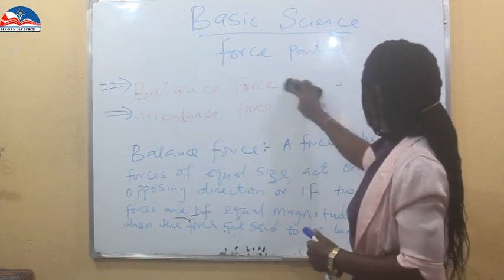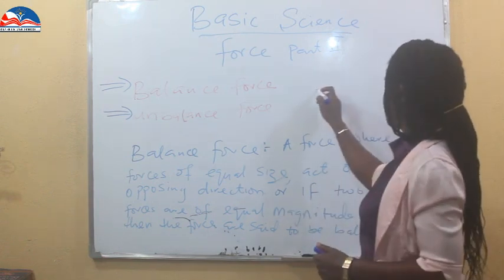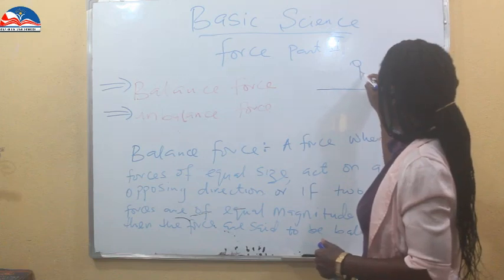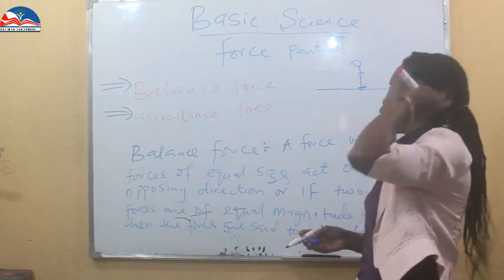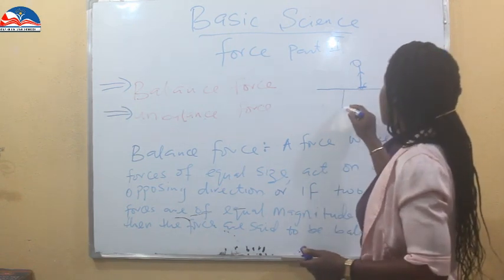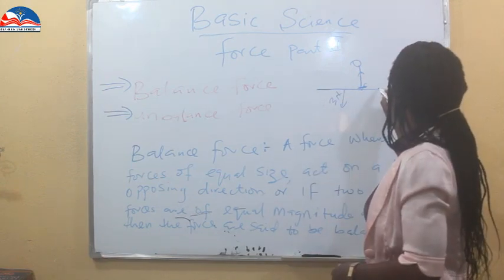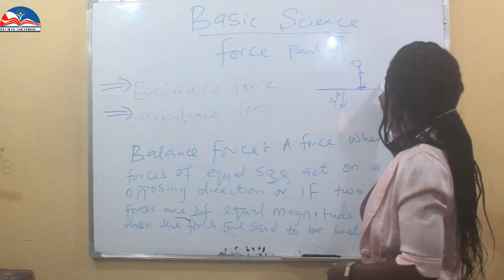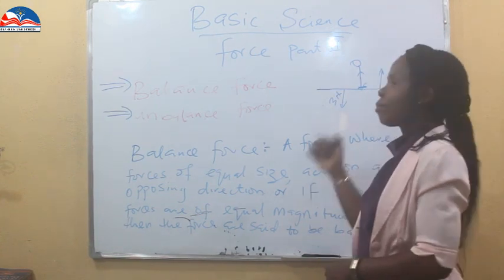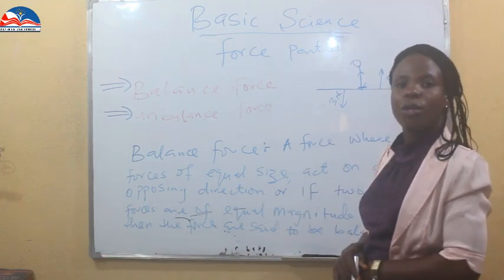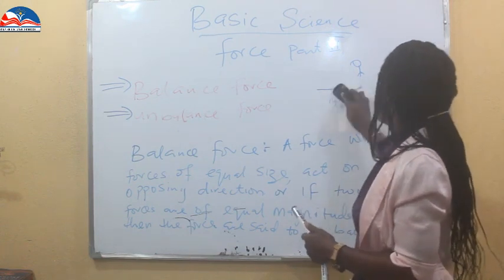A small boy is standing on the ground. This is the ground, and this is the boy standing on the ground. The gravitational force pushing the boy downward is 3 Newton. And at the surface of the earth, the force pushing him up from the surface of the earth is still 3 Newton. We can say that this is a balanced force. That is one example. Now let's take another example.